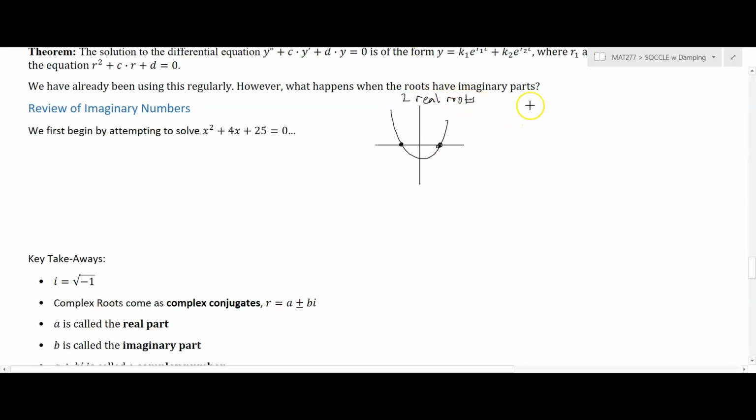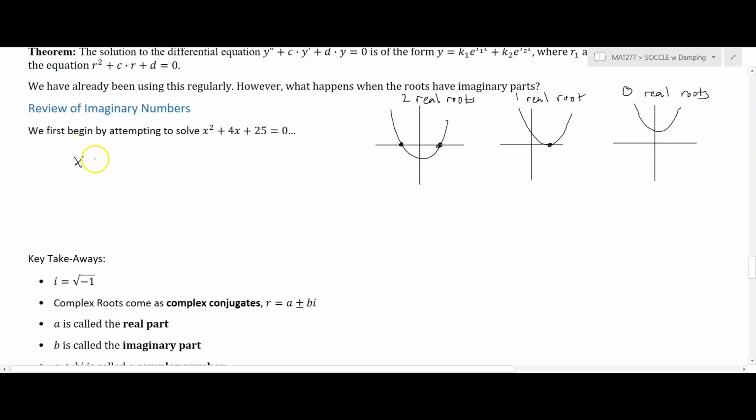Another situation is where you only have one real root. We're not going to spend much time on the one real root situation, because the chances that we have exactly one point where our parabola touches is not very common. And then the third case is where you have no real roots. All that means is that you have two imaginary roots, or two complex roots. So let's say that we wanted to solve this quadratic equation here.